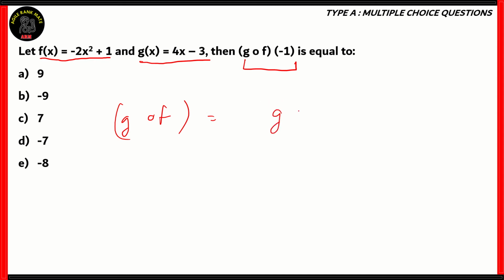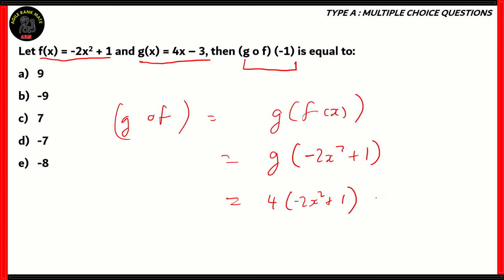So g of f would turn out to be g of f of x, which is equal to g, and inside the bracket you'll put in the value of the function f, which is minus 2x squared plus 1. Now we'll put this bracket as the x value for g, so therefore 4x minus 3 here would turn out to be 4 times minus 2x squared plus 1 minus 3. 4 times minus 2 is minus 8. 4 times 1 is 4, minus 3. So therefore, minus 8x squared plus 1 is the value of g of f of x.